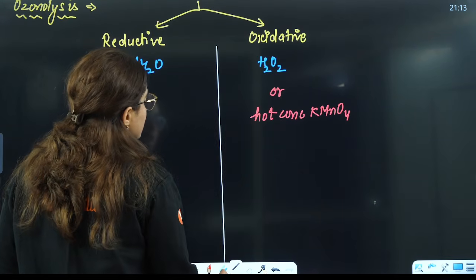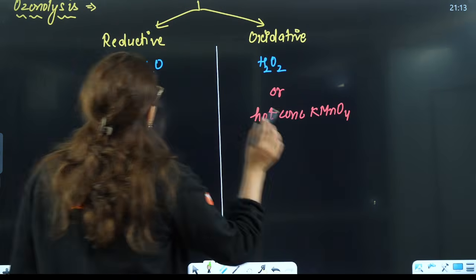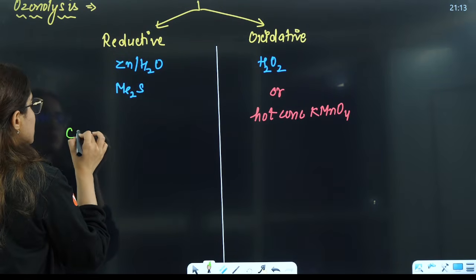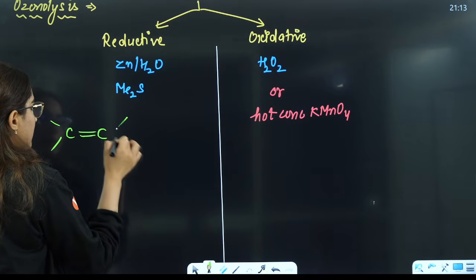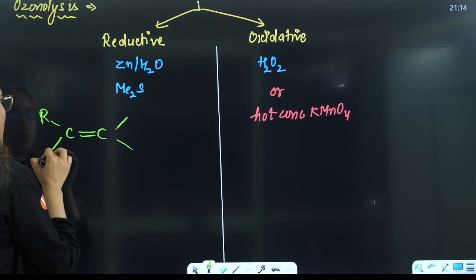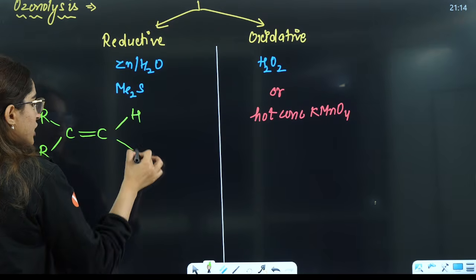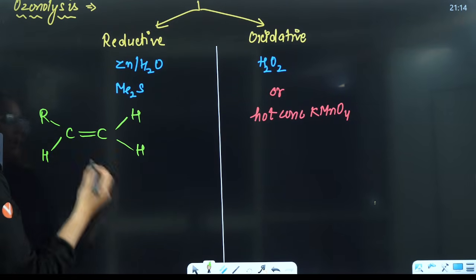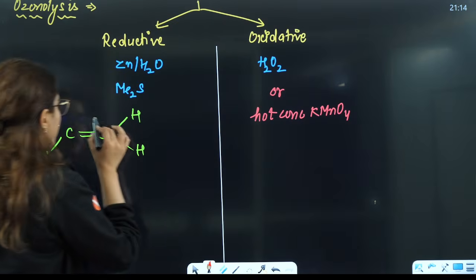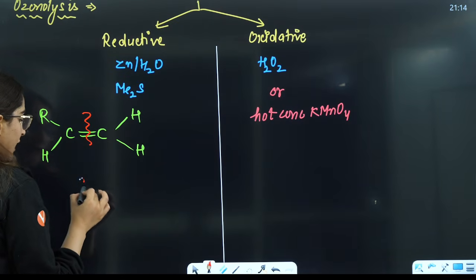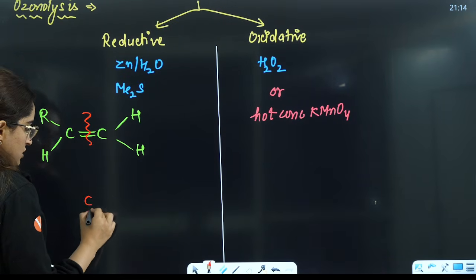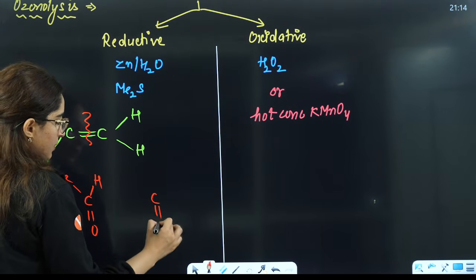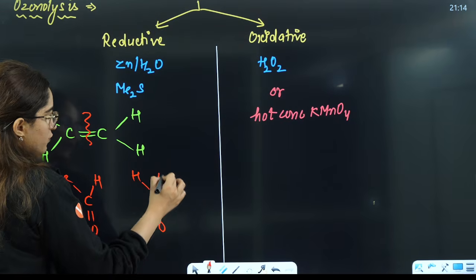Now in ozonolysis, the simple funda is, if you have zinc, water or Me2S, that is reductive ozonolysis. In case of alkene, what will happen? Let's say you have R here, you have R here. Let's say you have H here and H here. Now what you need to do? In reductive, break the pi bond, attach double bond O, double bond O. This is R and this is H only. Here also it is double bond O. This is 1H and here also 1H.